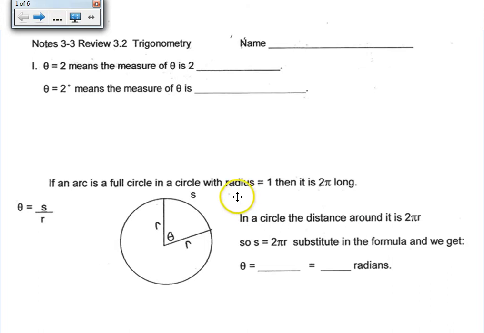This page of notes starts with a review of 3.2, but then we're going to go into lesson 3.3. So first, let's remember that theta equals 2 means that theta is a measure of 2 radians. And if it says 2 degrees, then that means it's a measure of 2 degrees, which are not equivalent in their current form. So an arc that is a full circle, in a circle with radius equal to 1, is 2 pi. Remember, that was our definition of radian.